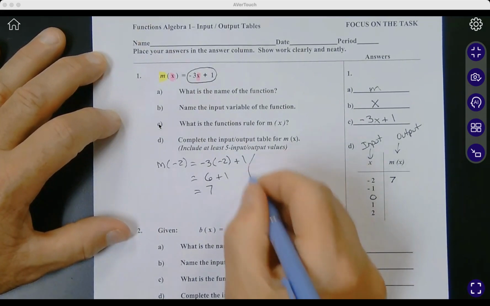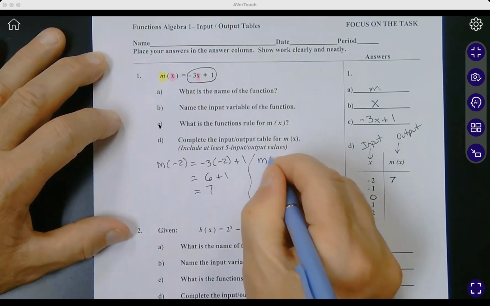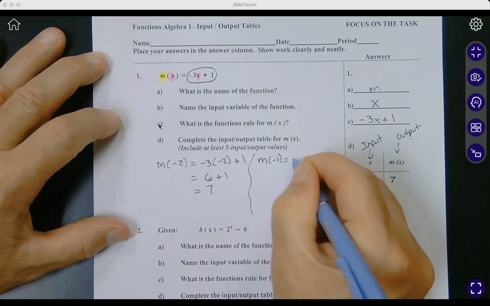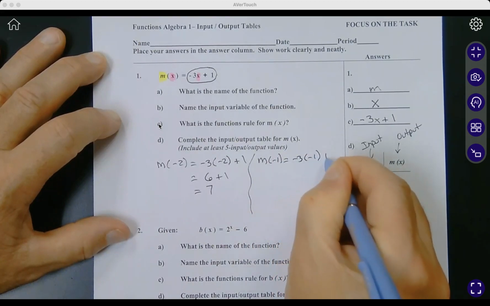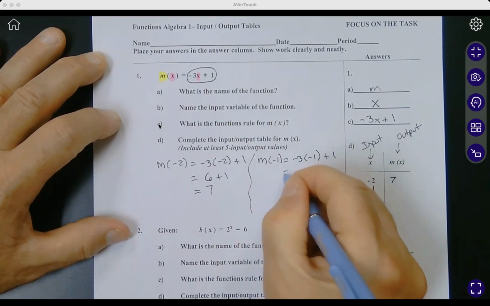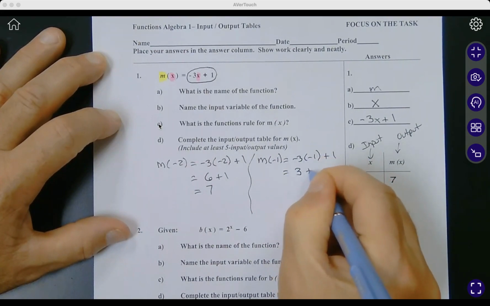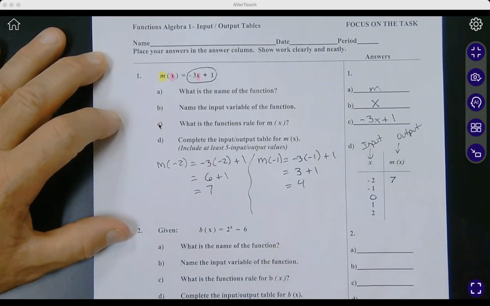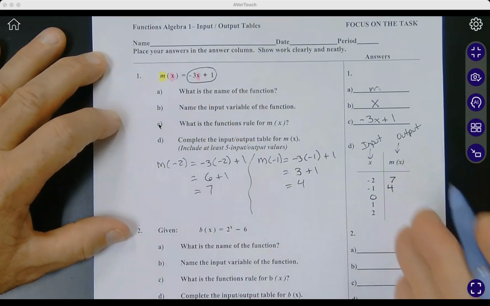Now I'm going to do it with -1. So M of -1 equals -3 times -1 plus 1. Multiply these numbers together, add 1, and that would be the output there. Now I'm going to do it again with 0, 1, and 2.